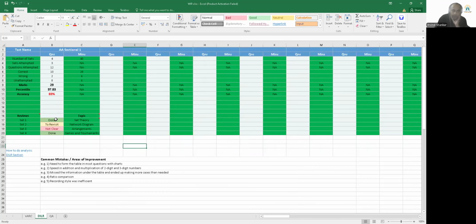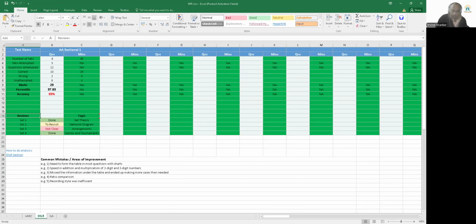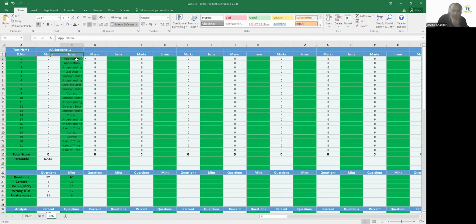For DILR also done to revisit. The comments are also present. Everything will be available. Here also the sorts of issues that you can have. Either you got the question correct in reasonable time, it was correct, understanding, concept issue, application issue, careless error, last step I got it wrong because there was a lack of time. See, lack of time questions will be jumbled, will be grouped up together towards the end. It will be grouped up towards the end because I spent a lot of time in the earlier questions.